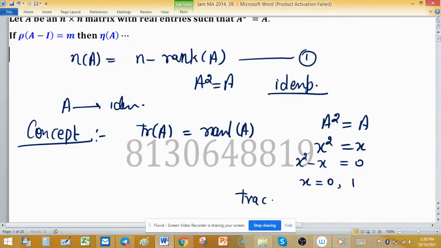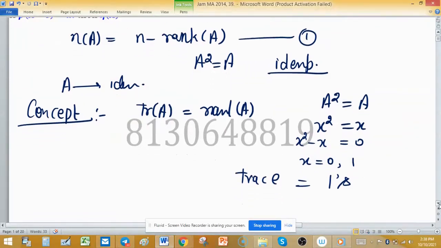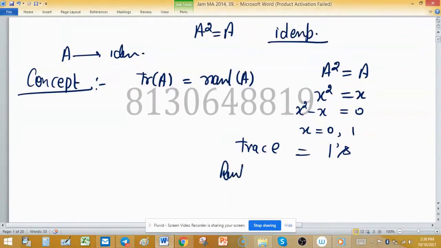For the trace, only the ones will contribute, because trace is the sum of all eigenvalues, so there is no contribution from the eigenvalues which are zeros. And for rank, we know that rank is the number of non-zero eigenvalues. It means that trace of A equals rank of A.